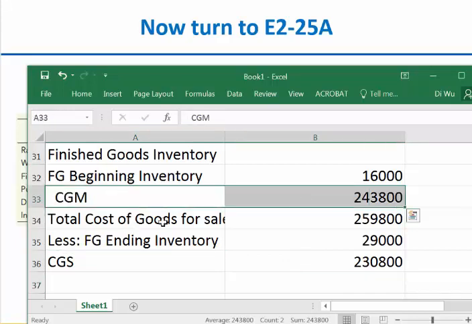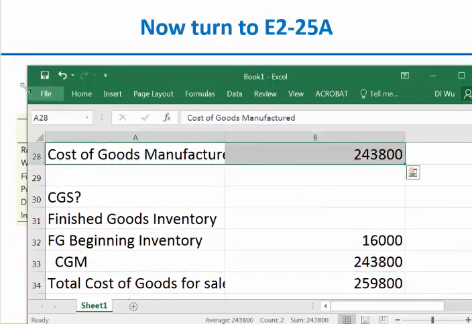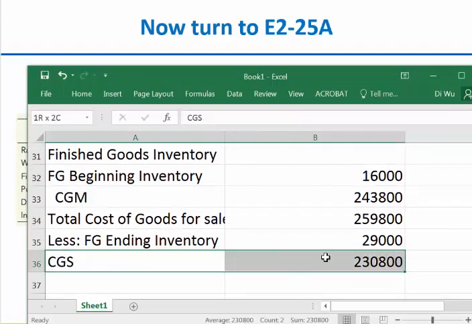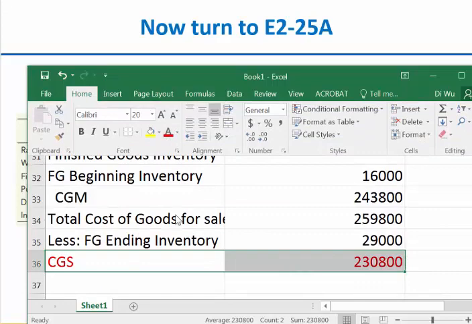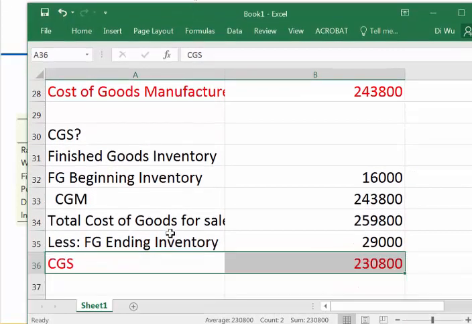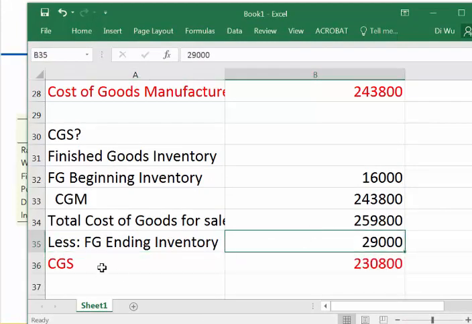I'm going to put them in red to highlight and make sure you see that these are the solutions. Now we have finished this exercise. We have the CGM, which is 243,800, and the CGS, which is 230,800. So that's this exercise.